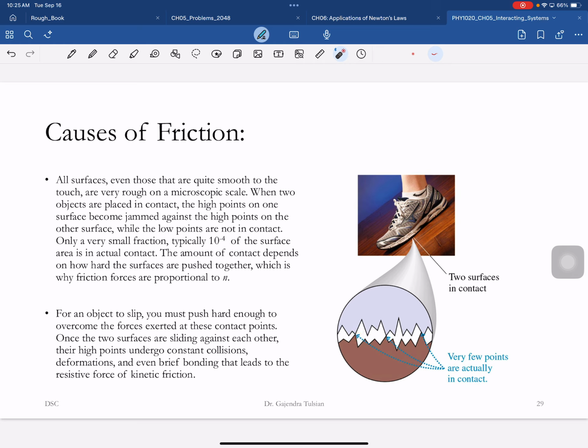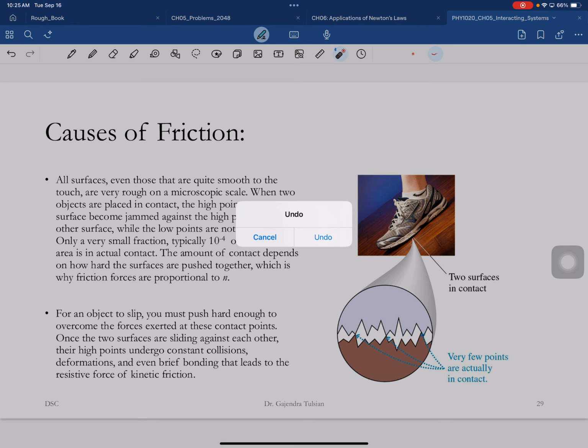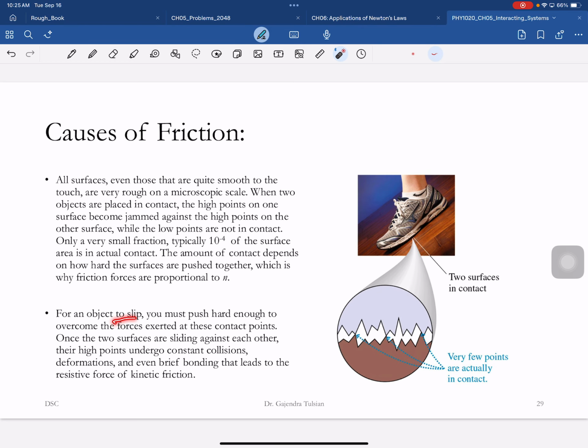Now, the amount of contact depends on how hard you push. So if I jump and land, the area of contact went up. For an object to slip, you must push hard enough to overcome the forces exerted by these contact points. Once the two surfaces are sliding against each other, the high points undergo constant collision, deformation, and even brief bonding that leads to the kinetic friction force.